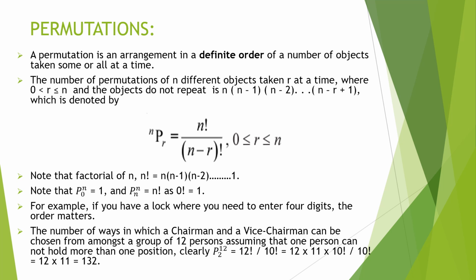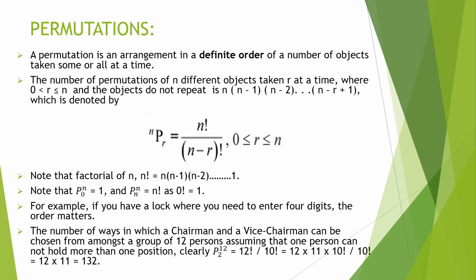Now what do you mean by permutations? A permutation is an arrangement in a definite order of a number of objects taken some or all at a time. The formula: the number of permutations of n different objects taken r at a time, where r is between 0 and n, and the objects do not repeat, is n into n minus 1 into n minus 2 up till n minus r plus 1, which by formula is denoted as nPr is equal to n factorial upon n minus r factorial.